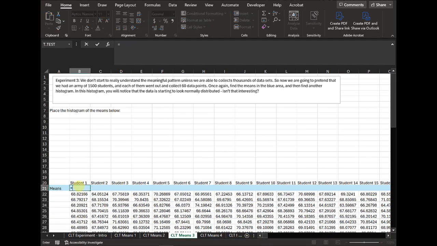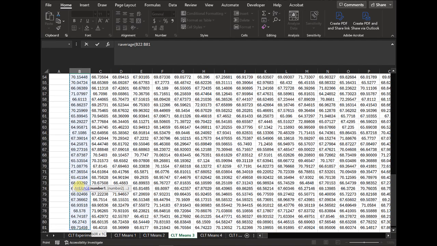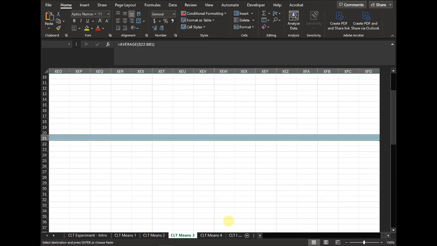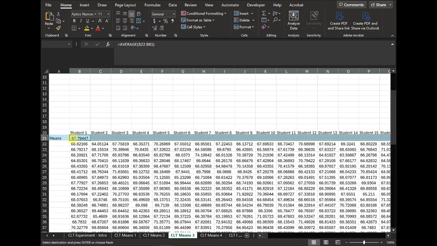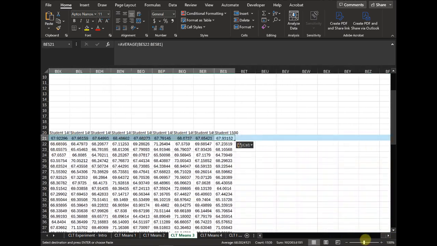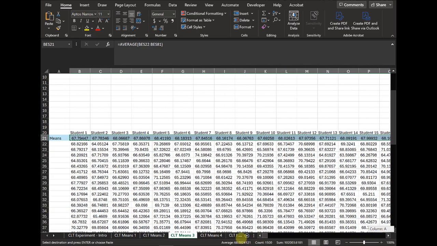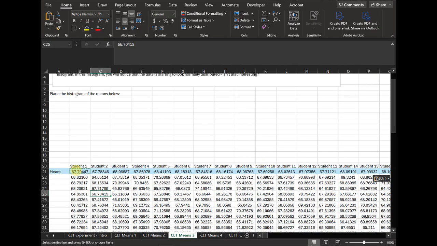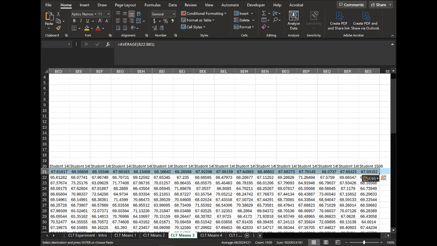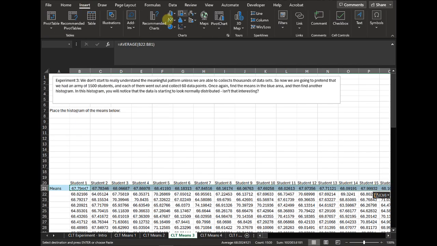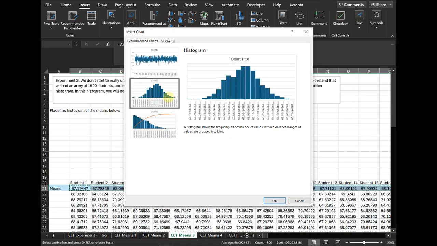So I'm going to do the same thing again, where I take the average of each data set, take this, go all the way to the end of my data, and then backfill that formula all the way over. So now I have 1,500 means, okay? And from here, this is what we're going to make a histogram on. So now we're talking about a lot more data. Let's see what happens now with this histogram.